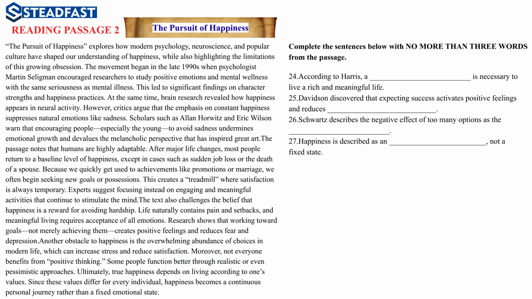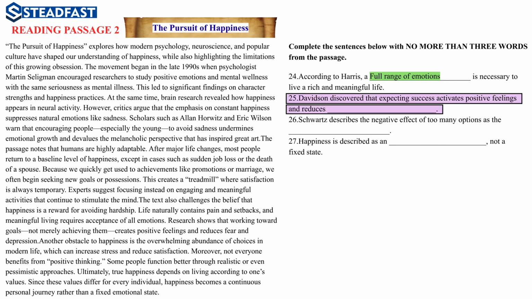And the next, questions 24 to 27, sentence completion. Let's start with question 24. According to Harris, a blank is necessary to live a rich and meaningful life. In the Harris paragraph, note the key phrase. He says people need to experience a full range of emotions, not just happiness, to live richly and meaningfully. The exact noun phrase here is full range of emotions. It fits the word limit. So the answer here is full range of emotions.